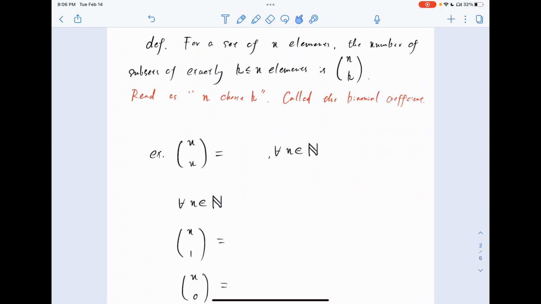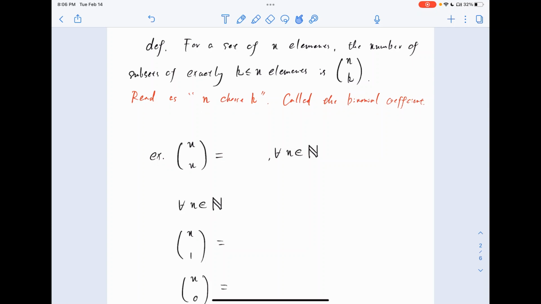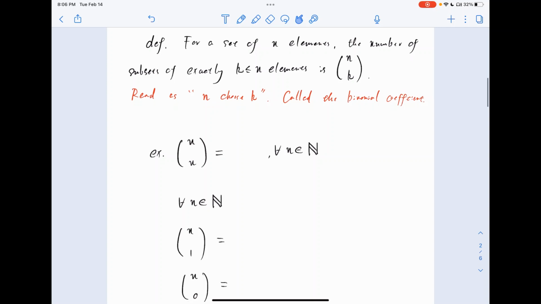Let us now also introduce the essential notation for our problem. So, definition: for a set of n elements, the number of subsets of exactly k elements, provided that k is no greater than n, is this quantity denoted here, which we read as n choose k. N choose k means that we have n elements in a set, and then we're choosing a subset of k elements. So this quantity denotes the number of all the possible subsets of k elements. It's also called the binomial coefficient because it shows up in a theorem known as the binomial theorem.